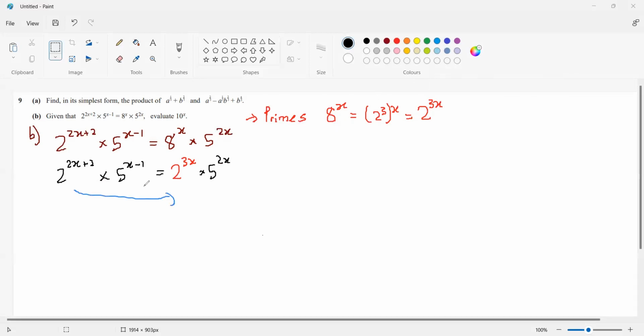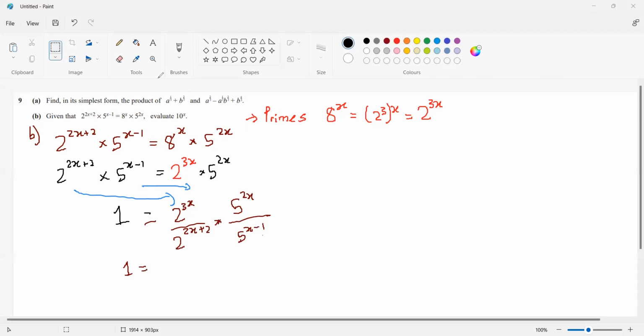So you bring that side over to the other, right here. That means 2 to the power of 3x over 2 to the power of 2x plus 2. Okay, maybe I write slowly a bit, so it's more clear. The powers are combined like that. Now this is 5 to the power of 2x over 5 to the power of x minus 1.